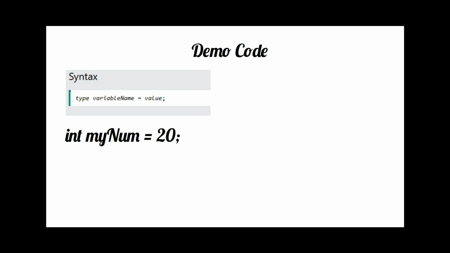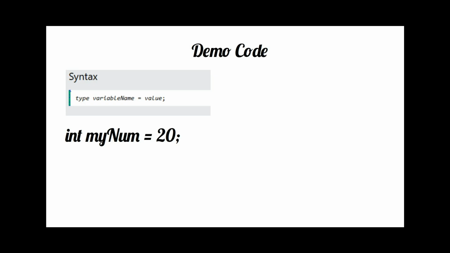Now what does this mean? This means that my num is a variable or a container of type integer. Now I have created a variable of type integer and the name of the variable is my num and I have allotted a value to it. Okay.